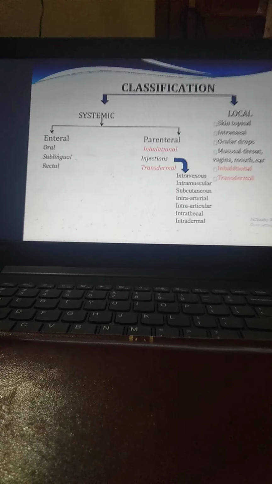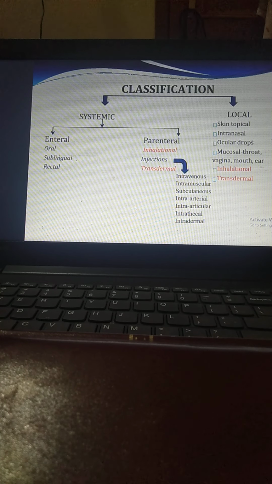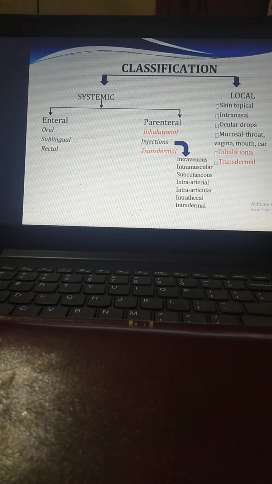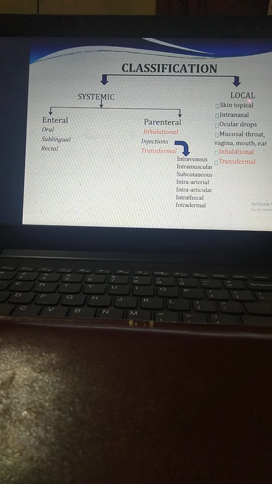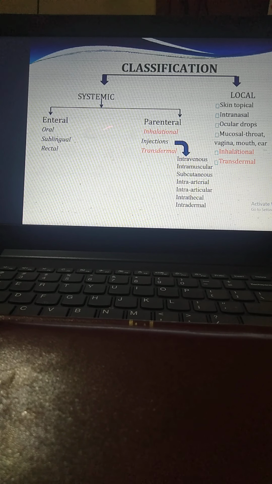Now I am talking about the classification of the routes of administration. It is very important. You should know about its classification. Classification can be divided into two parts. Number one is the systemic, another is the local. The systemic can be subclassified into enteral: oral, sublingual, and rectal. And systemic can be parenteral: inhalational, injection, and transdermal.